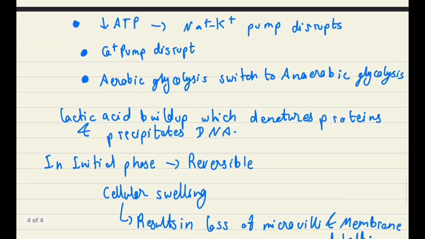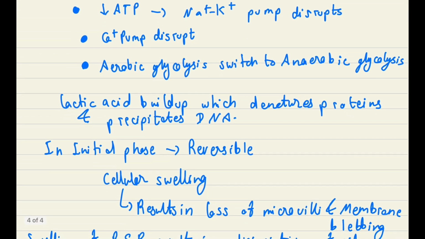Now let's go to reversible and irreversible cellular injury. Hypoxemia impairs oxidative phosphorylation, resulting in decreased ATP, as I have already told you earlier. If there is low ATP, it disturbs the cellular function, like the sodium potassium pump in the cell membrane is disrupted, and the calcium pump is also disrupted.